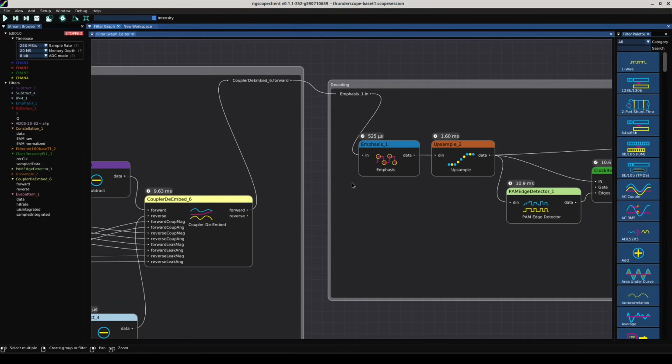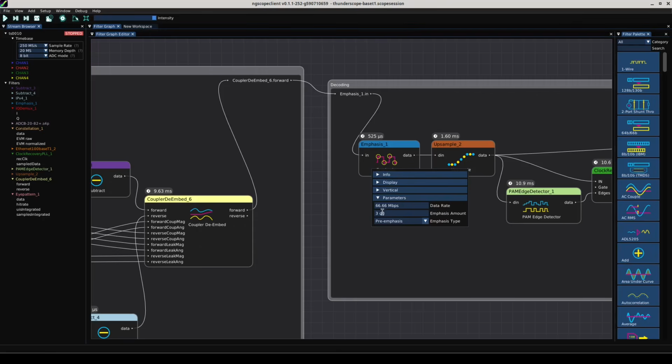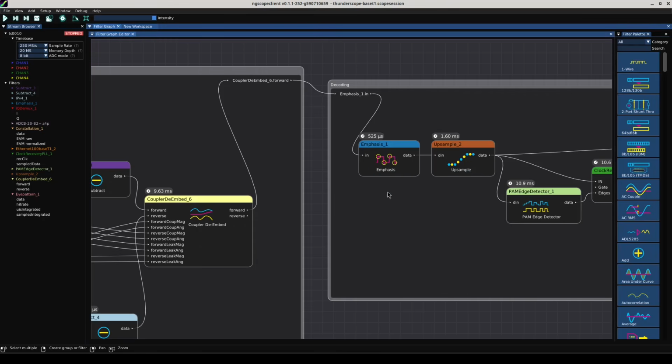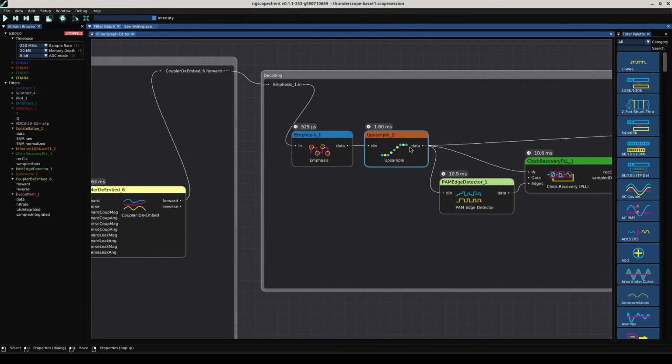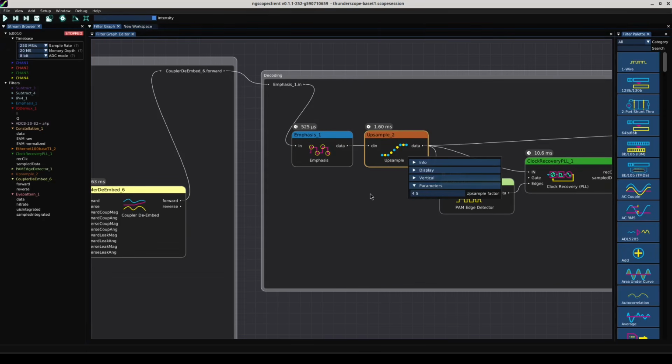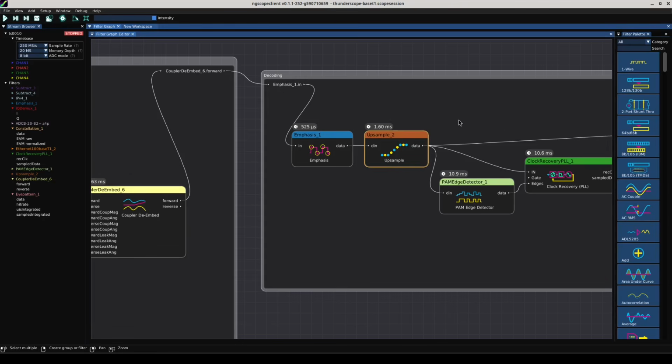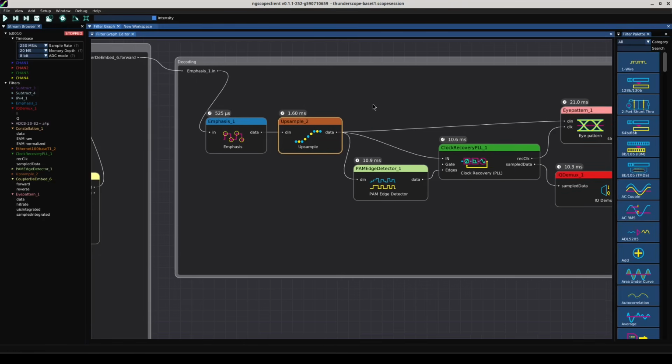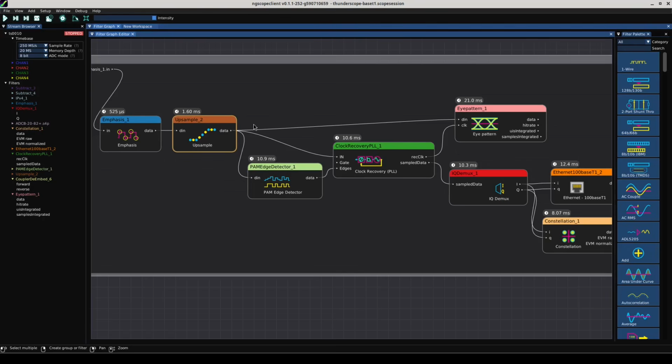And moving down the signal path, the next step is just a 3 dB emphasis filter. This is just removing some of the ISI in the signal and cleaning it up a little bit. And then upsampling from the 250 megasamples per second coming off of the ADC on the scope up by a factor of 4 to 1 gigasample so that we get better eye patterns and have a little bit more samples per UI. And before we can do much else with the signal, we're going to need to recover a clock.